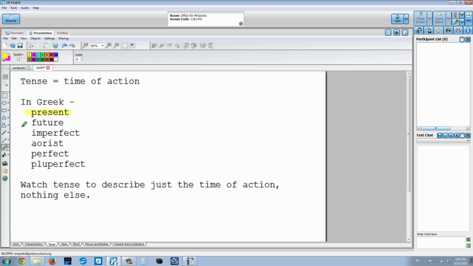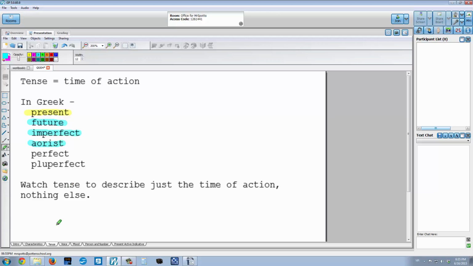There are, as you might notice from this list, 6 different tenses that show up in Greek. Some of them kind of exist in English. We have a present tense for action happening right now. We have a future tense for action that hasn't happened yet. There are several past tenses. There's an imperfect tense for action that was happening. It's not completed action necessarily. It's ongoing in the past.